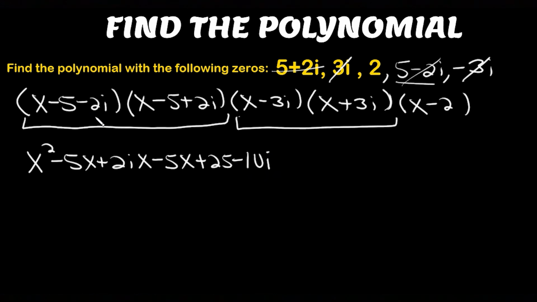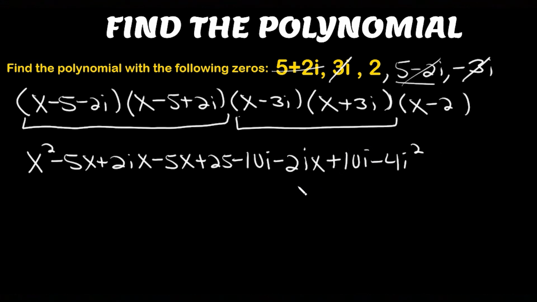Right here, this negative 2i. So I'm going to do negative 2i times x, I get negative 2ix. Okay. Then I have to do negative 2i times a negative 5, I get plus 10i. And then I have to do negative 2i times a positive 2i, I get negative 4i squared. Okay, from here, look for terms that are going to cancel out.